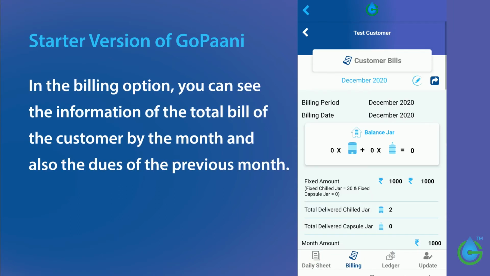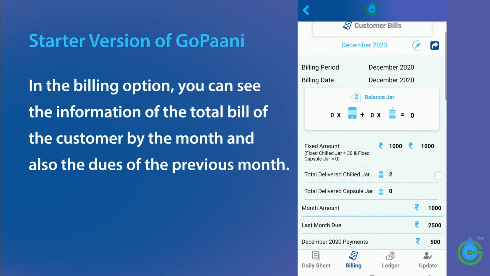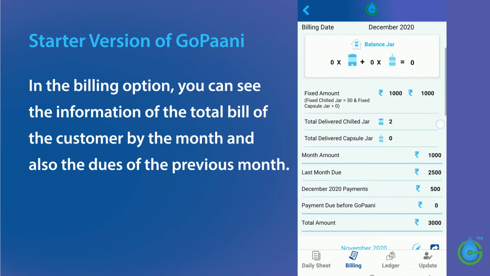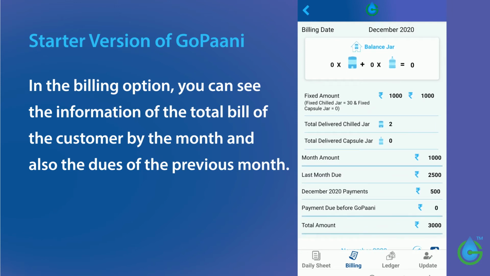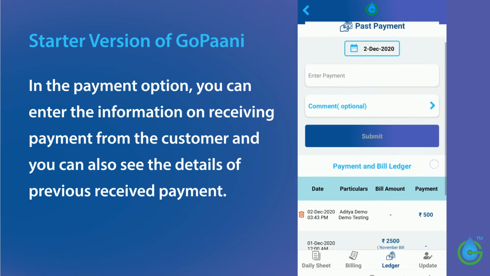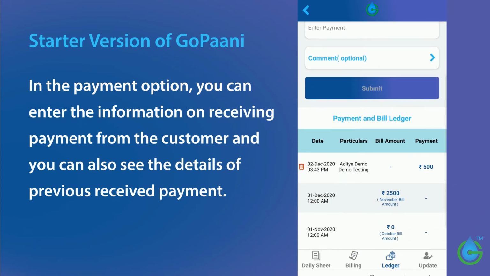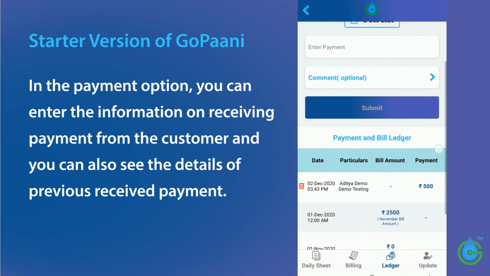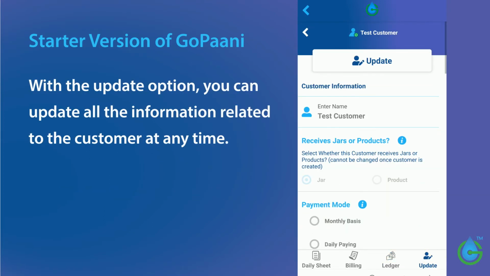In the billing option, you can see the information of the total bill of the customer by the month and also the dues of the previous month. In the payment option, you can enter the information on the receiving payment from the customer. With the update option, you can update all the information related to the customer at any time.